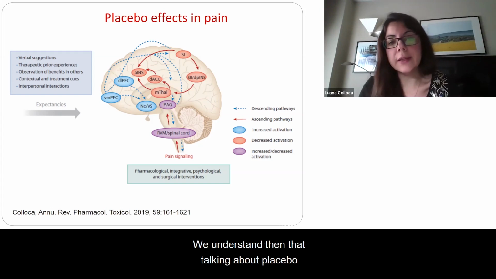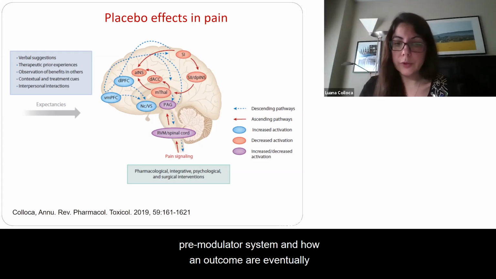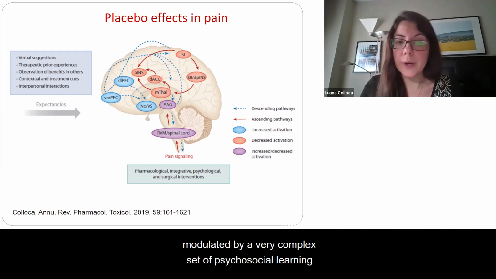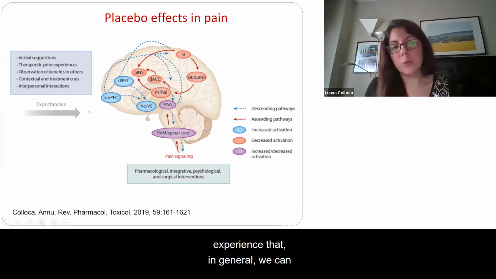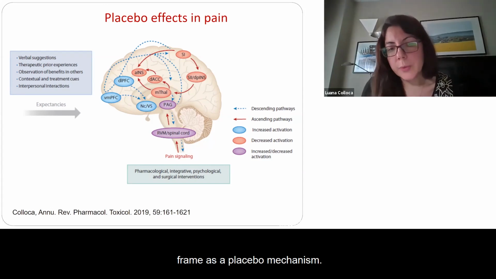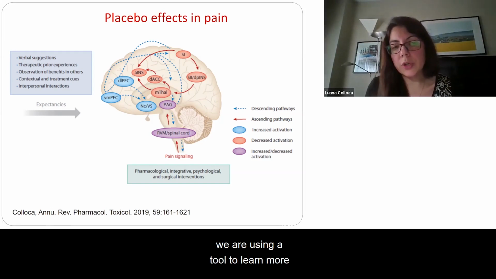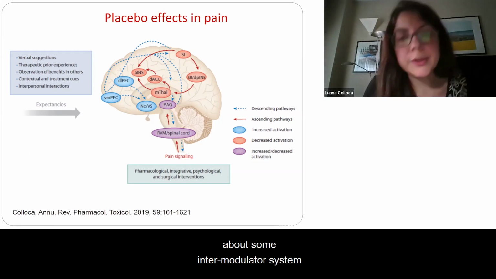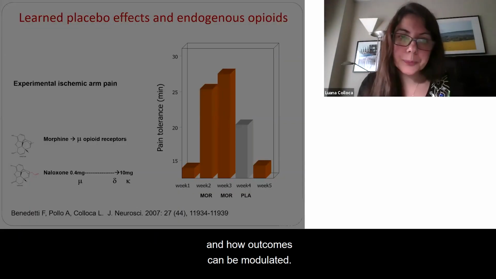We understand then that talking about placebo is merely a tool to understand more about the descending pain modulatory system and how pain outcomes are eventually modulated by a very complex set of psychosocial learning experience that in general we can frame as placebo mechanism. But the reality is that when we target placebo, we are using a tool to learn more about the descending pain modulatory system and how outcomes can be modulated.